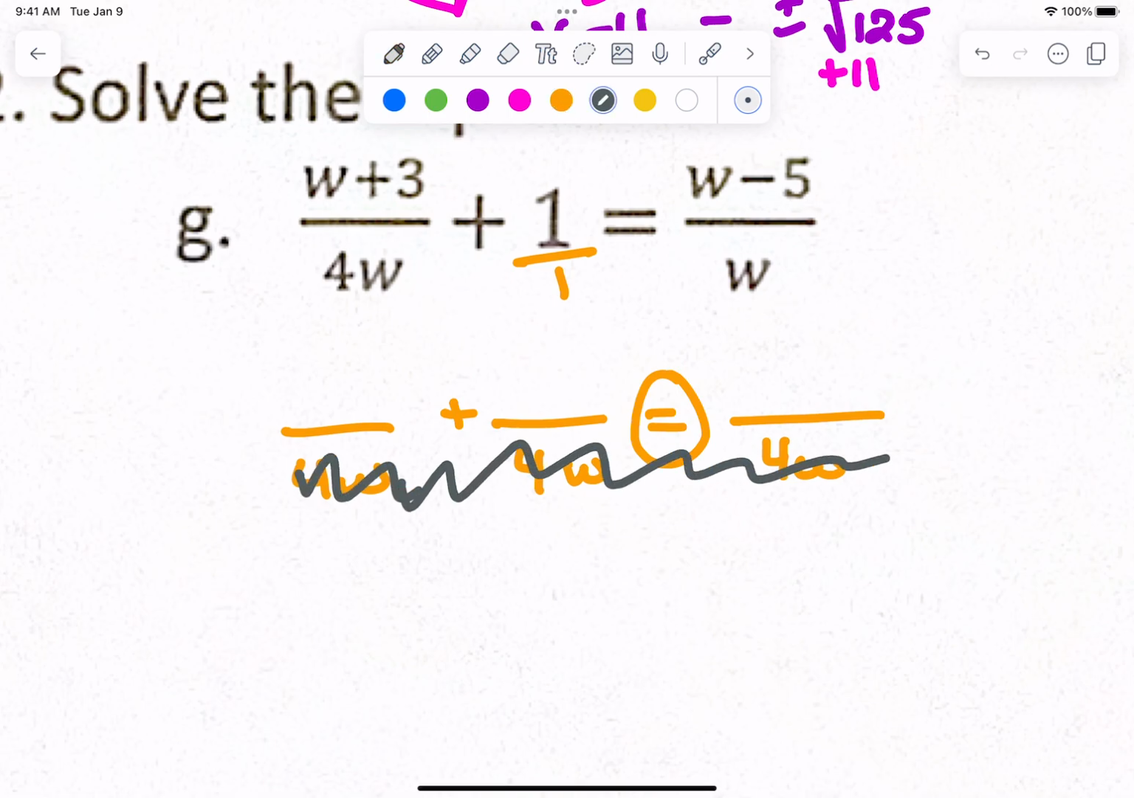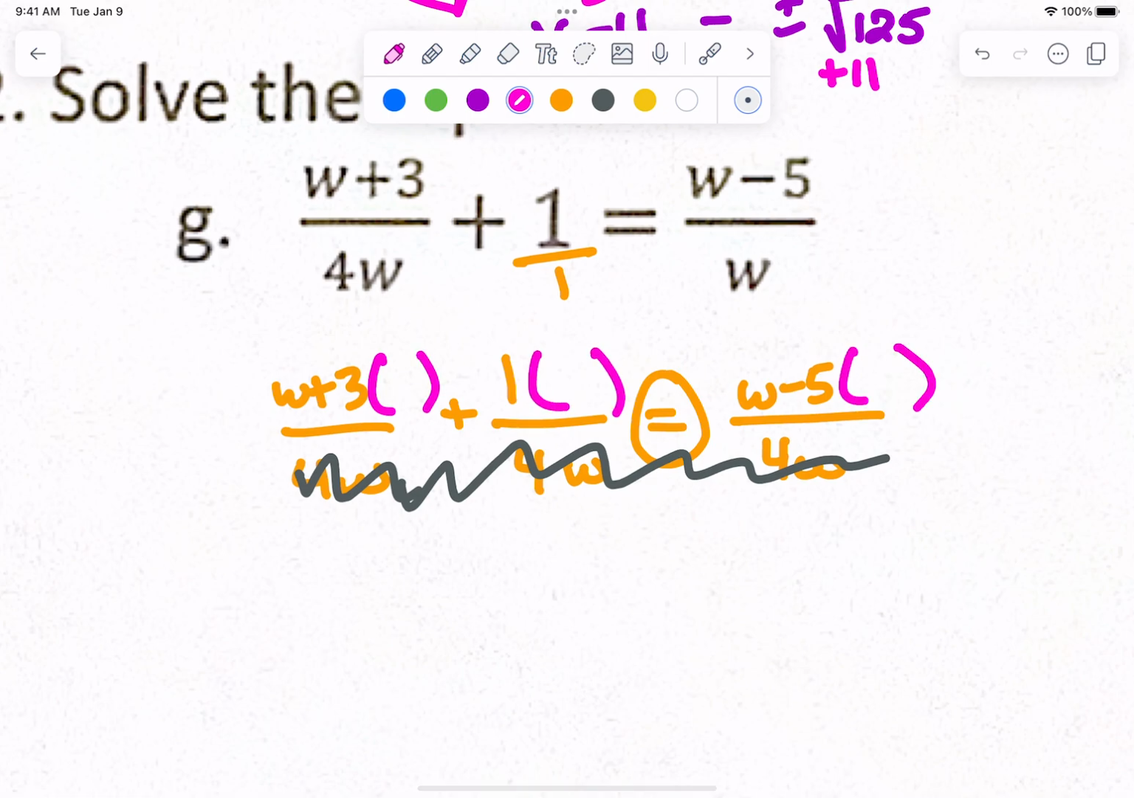Okay. We've got W plus 3. And we've got 1. And we've got W minus 5. And we got to write what they need. So W plus 3 plus 4W. What does the first one need? Nothing. So you can either put a 1 or you can just cross it off.